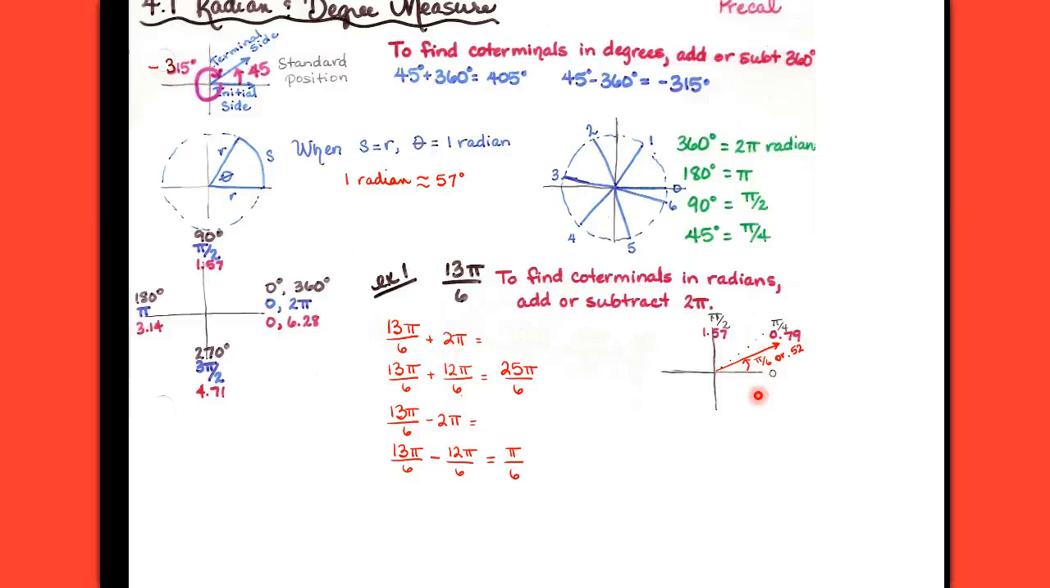Let me prove that to you. There's the graph of 1 pi over 6. What if we had graphed 13 pi over 6? Well, 13 pi over 6 means go all the way around, that's 12 pi over 6, and then go one more to get 13 pi over 6. Same starting point and stopping point.